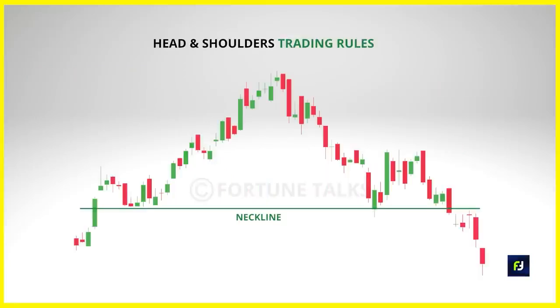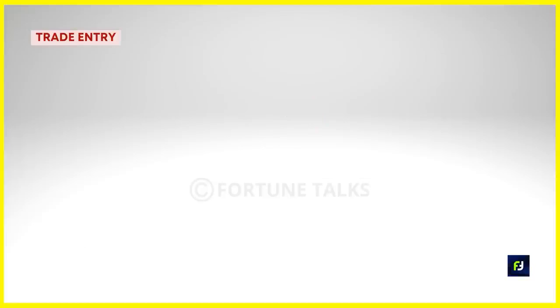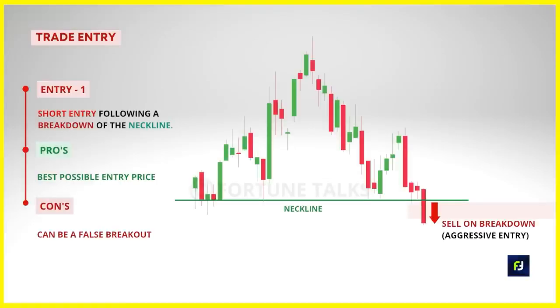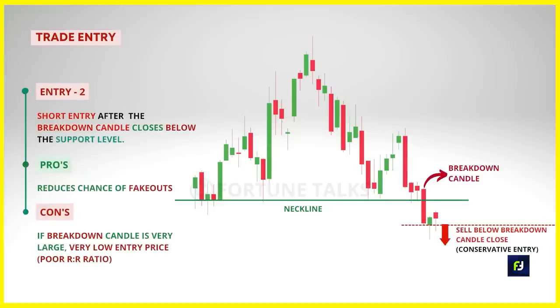Now, this does not mean you go short immediately when the price breaks the neckline. There are a few ways to trade the head and shoulder chart pattern in the best possible manner. Now, I will start off with the trade entry techniques, and there are 4 possible entry methods for this pattern. The first and most aggressive entry is when the price breaks down the neckline. Now the idea is to wait for the breakdown candle to close below the neckline and then take a short entry below the close or the low price of the breakout candle.